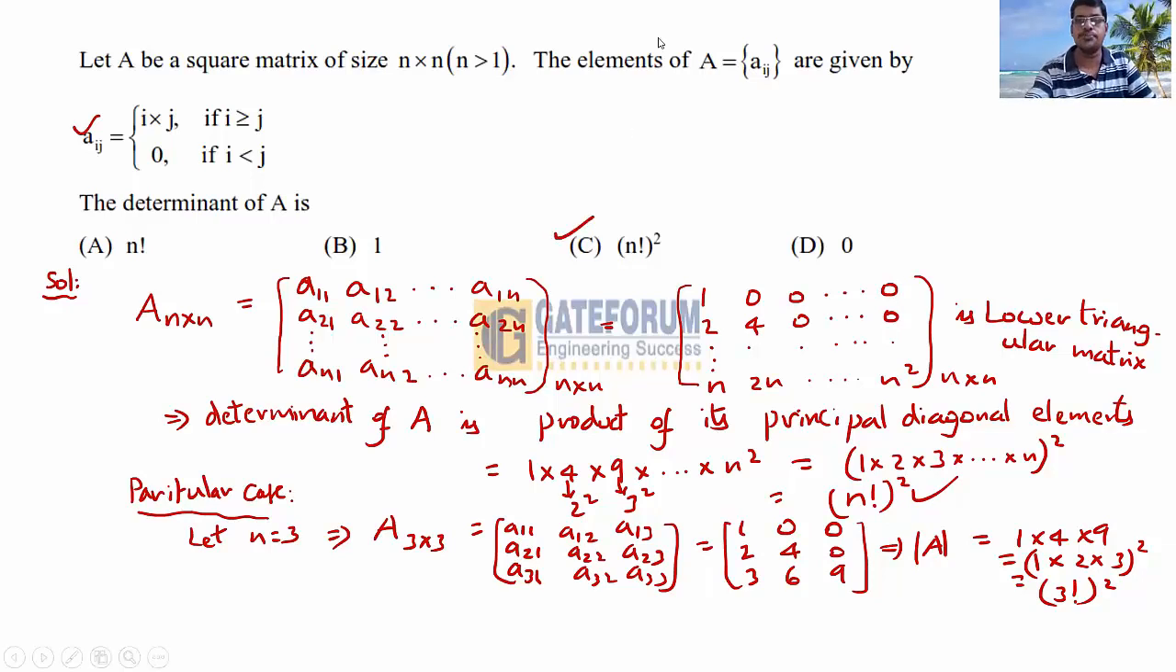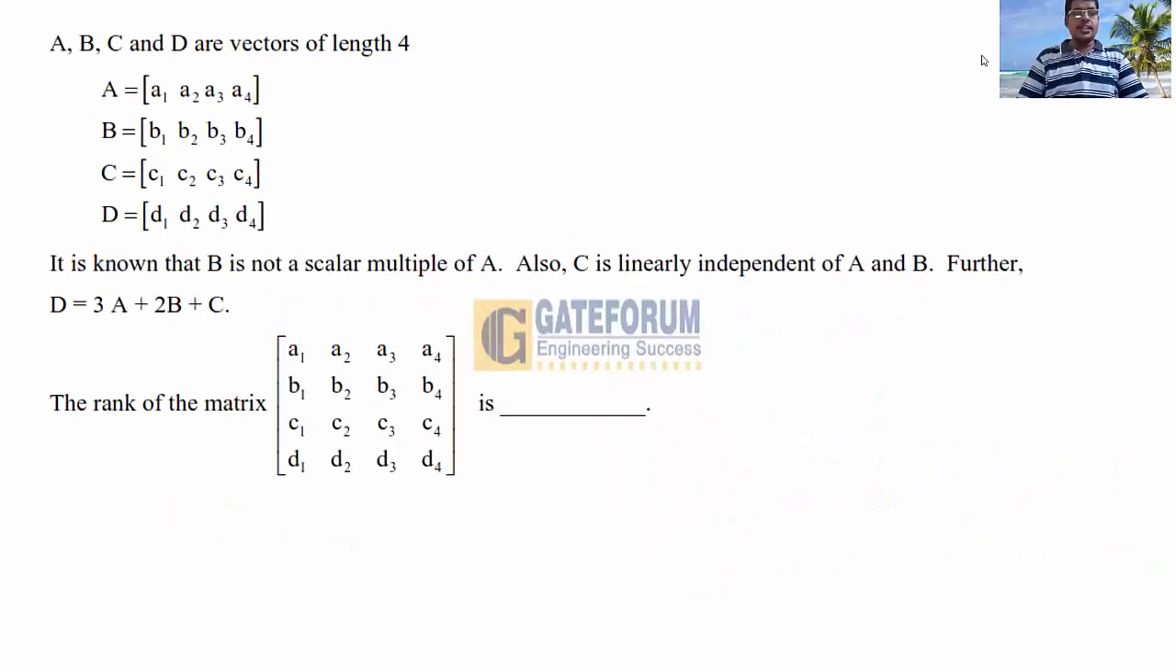This is the end of the question. The next question is: A, B, C and D are vectors of length 4.